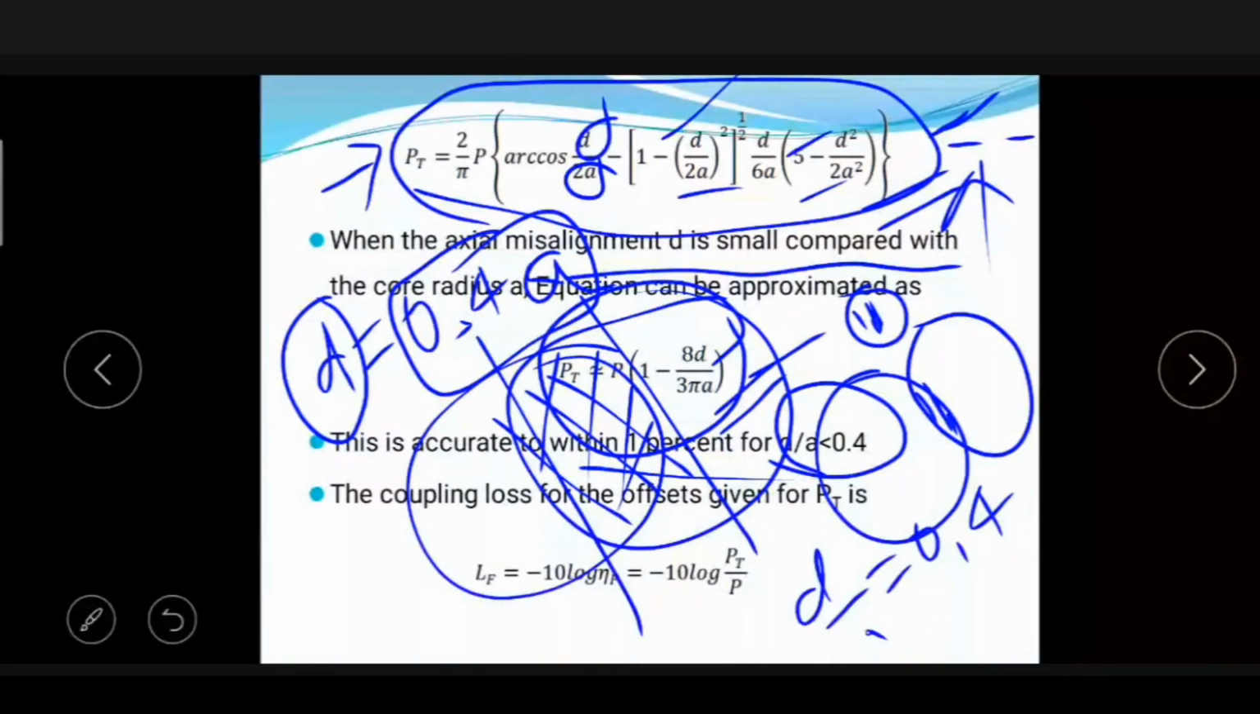Then, the coupling loss for a fiber is given by LF. LF indicates fiber loss. Fiber loss is equal to minus 10 log of eta F. Eta F is the efficiency of the fiber. Efficiency of the fiber is defined as the optical power output by input. Whatever I consider as a gain, output power by input power will give me a gain. Similarly, the efficiency is given by the output optical power which is received to the optical power which is emitted.